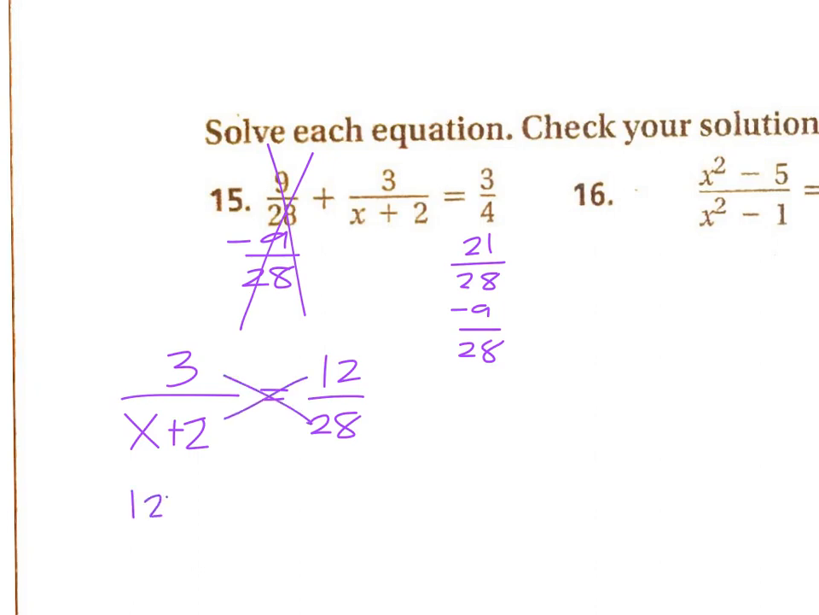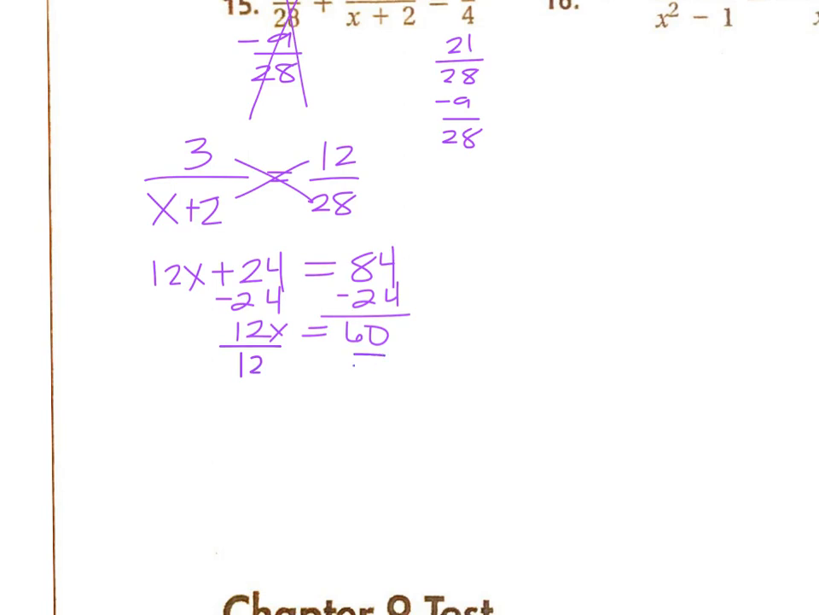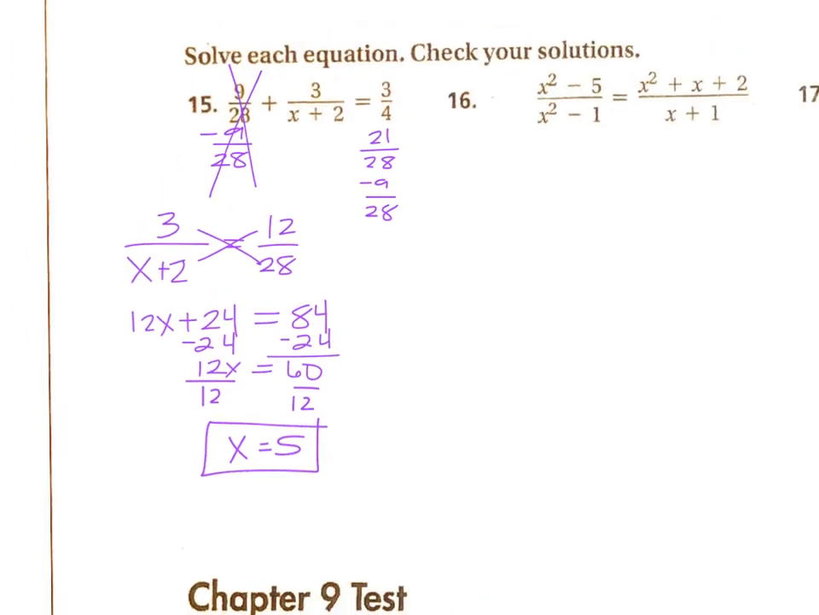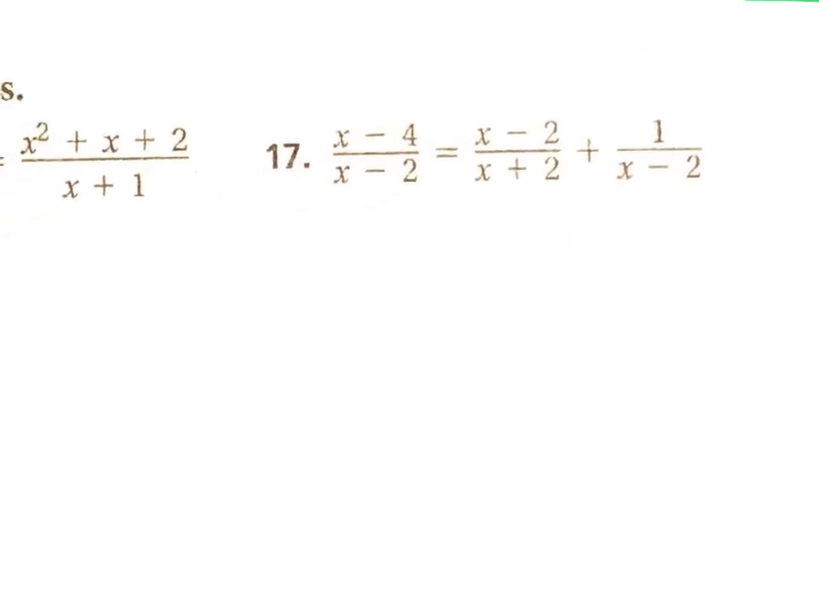So it'll be 12x plus 24 equals 3 times 28, which is 84. And then solve. So take away the 24, and you get 12x equals 60. And then divide by 12. So x is 5. Okay. 16 we're skipping. Hopefully you didn't do that one. That was in the directions. And then 17 is a little fancy.